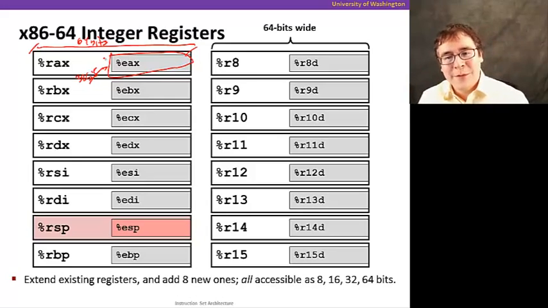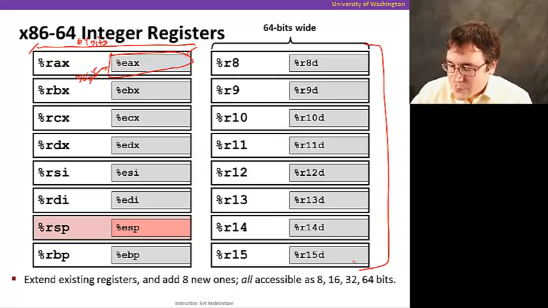You have the same names, and since registers are bigger, they have to be a superset of the original ones. But it doesn't end there. x86-64 also gives you extra registers. So now we have all these other registers here for general purpose use that can also be used by your assembly code.